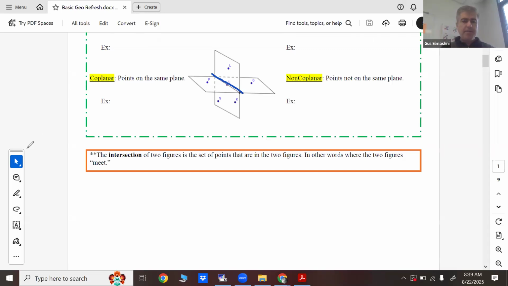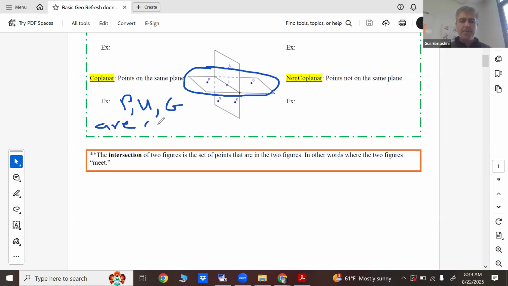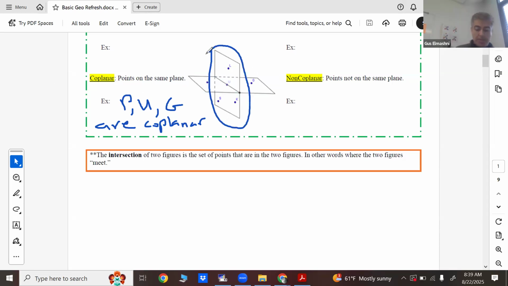Let's say I focus on the horizontal plane. Give me 3 points that are on the horizontal plane. Ali, you want to tell me what 3? There we go. Perfect. PUG. PUG are coplanar. Awesome. What if I take a look at the vertical plane? What are some points that are on the vertical plane? LUSK. You'd agree? Yep. LUSK are coplanar. Good.